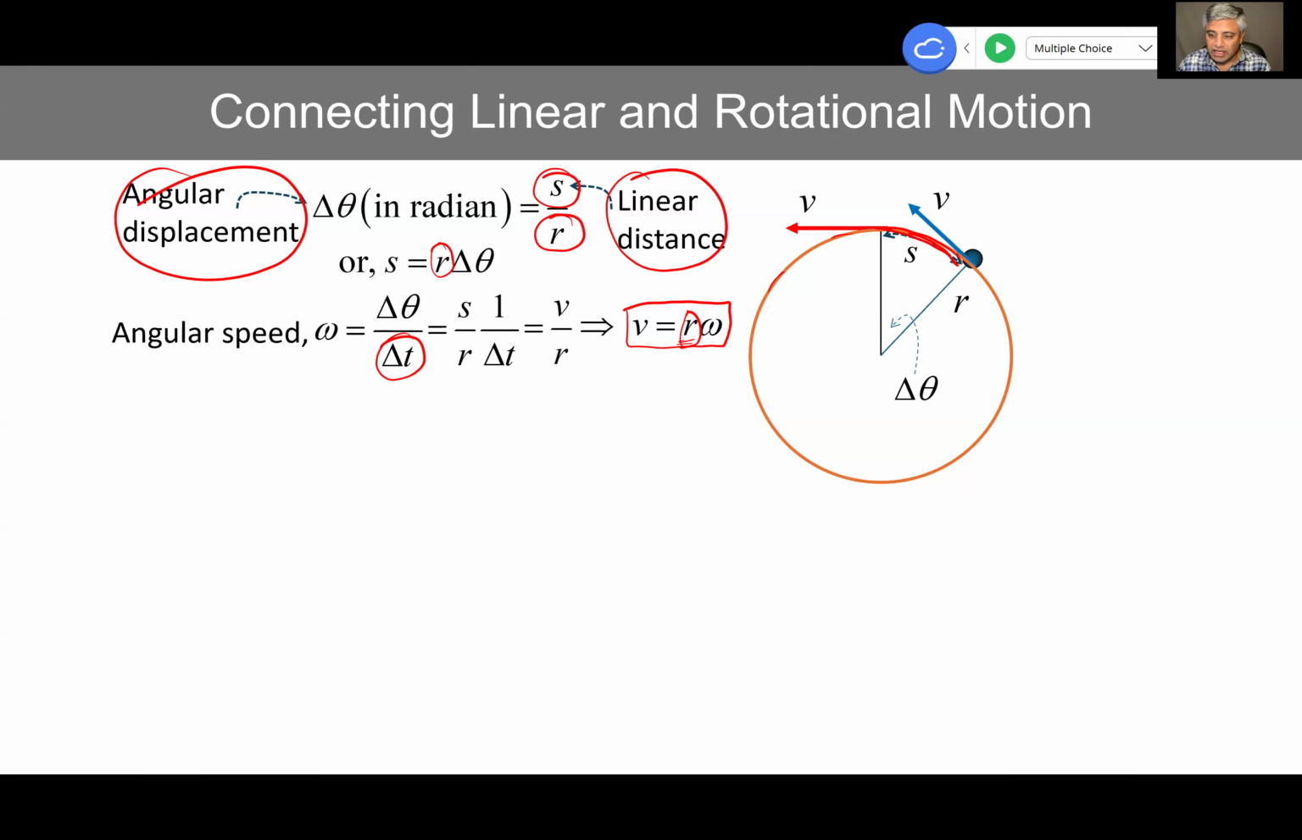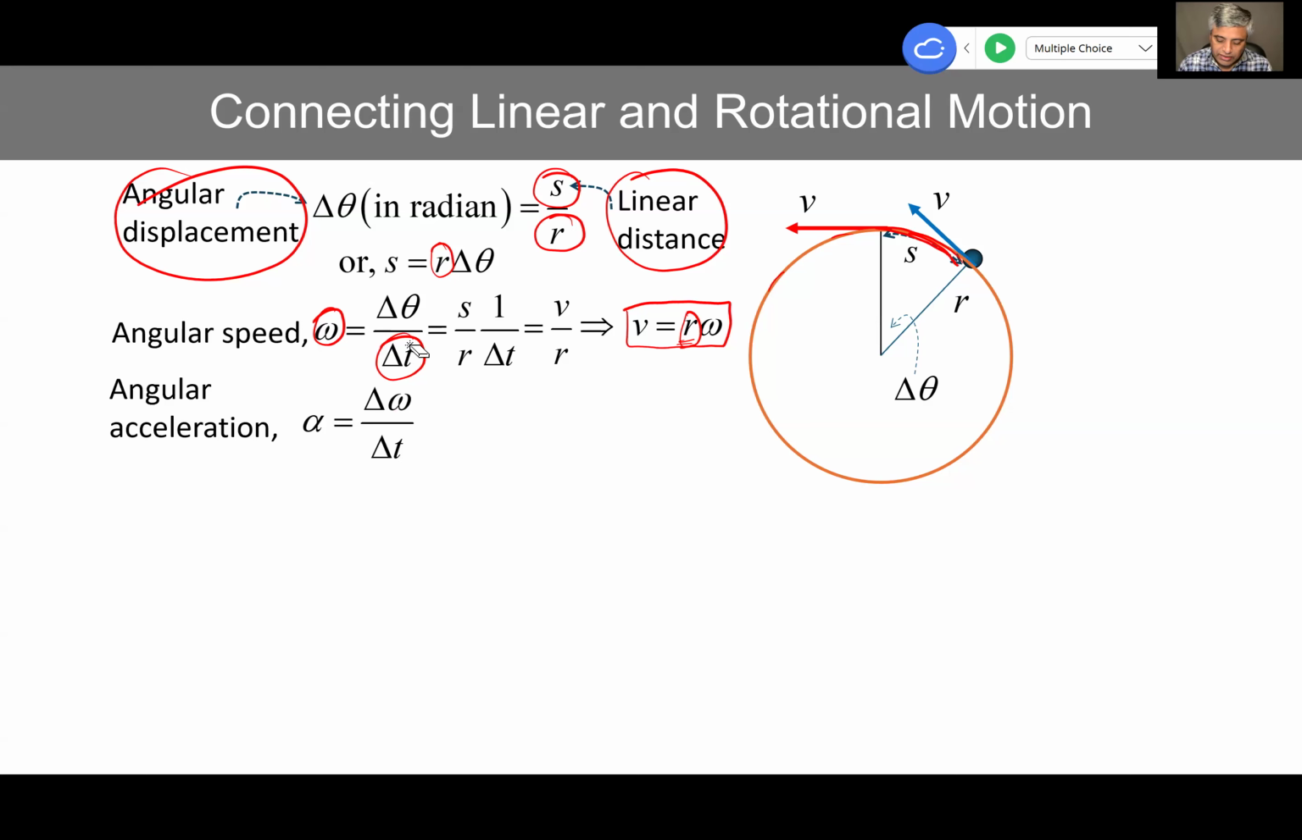Similarly, now we can define the angular acceleration. Remember, acceleration is change in velocity over time. So what is angular acceleration? Change in angular velocity over time. That's what I'm writing here. The notation is alpha, okay? And change in angular velocity, see here, divided by time interval.